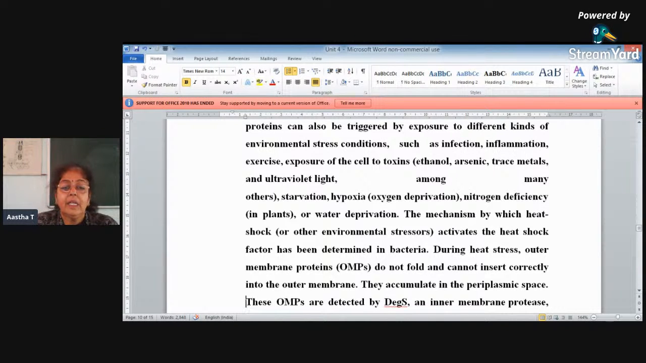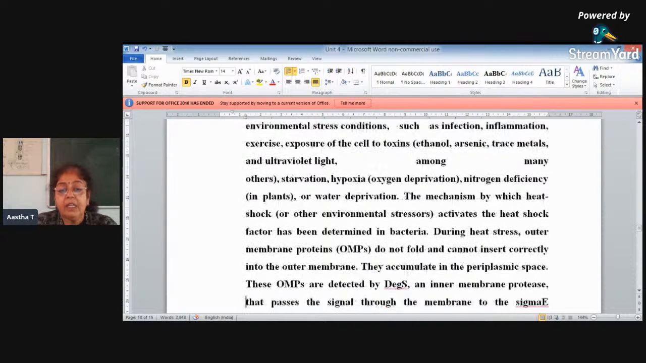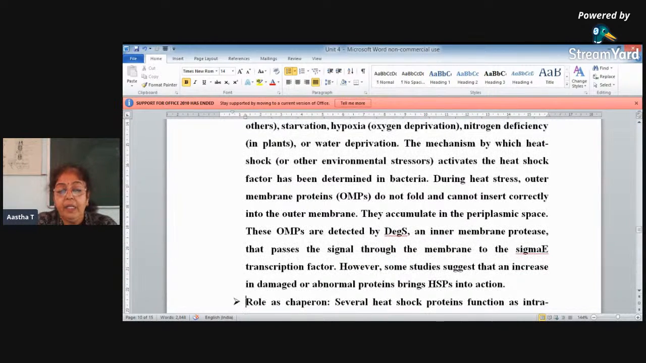Now, during heat stress, outer membrane proteins do not fold and cannot insert correctly into the outer membrane. So such proteins cannot be properly inserted into the outer membrane when there is heat stress. They accumulate in the periplasmic space, the space between the cell wall and the cell membranes. These outer membrane proteins are detected by DegS, an inner membrane protease that passes the signal through the membrane to the sigma E transcription factor.